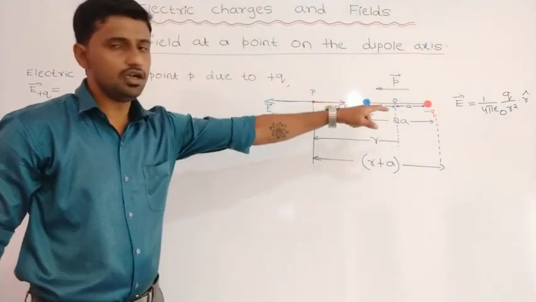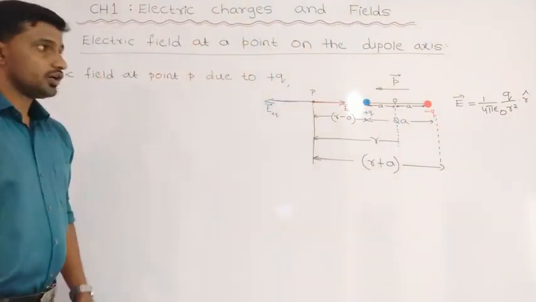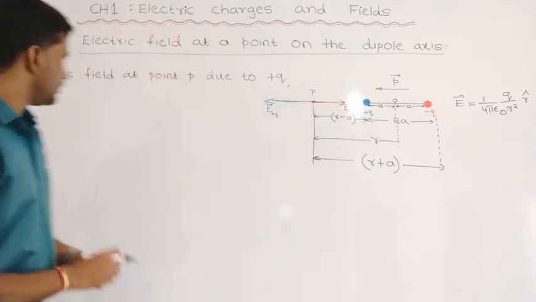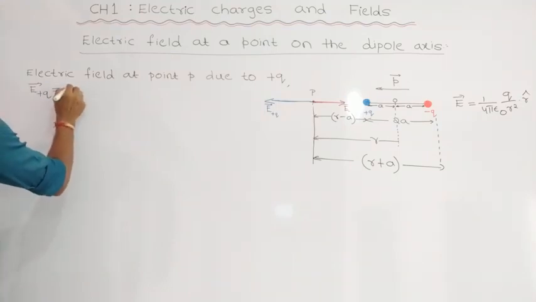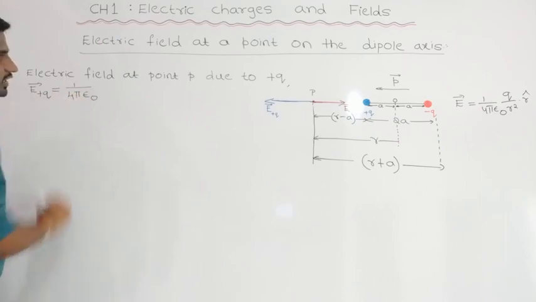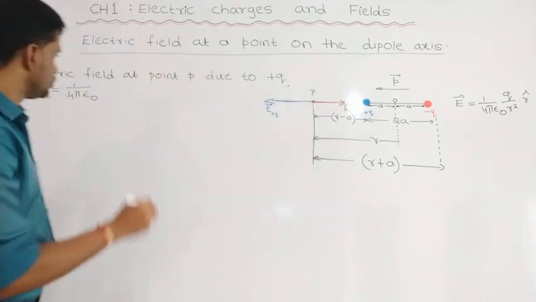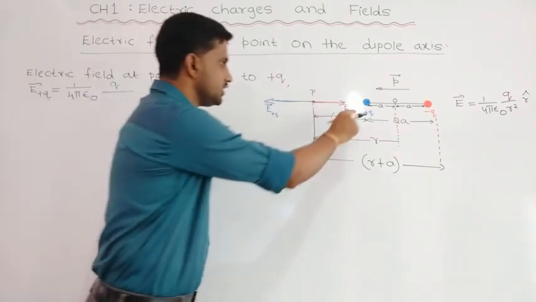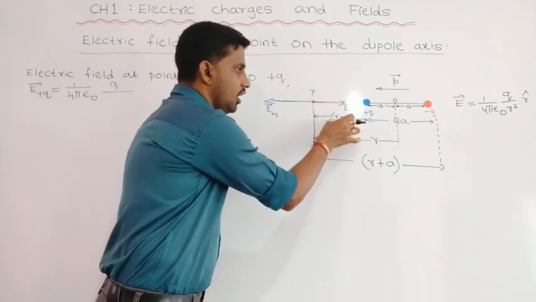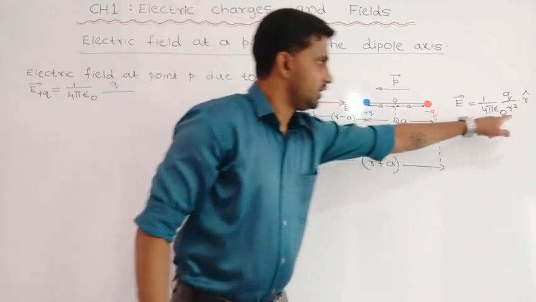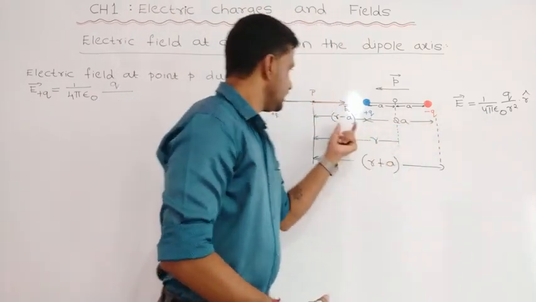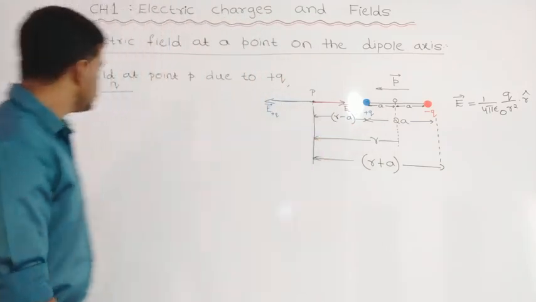In general we are writing the electric field. So now we are going to find the electric field at point P due to the positive charge. So E plus vector is equal to 1 by 4 pi epsilon naught, where the charge is the positive charge Q, divided by the distance from the positive charge to point P, which is R minus A. Because the equation has R square, this becomes R minus A square.